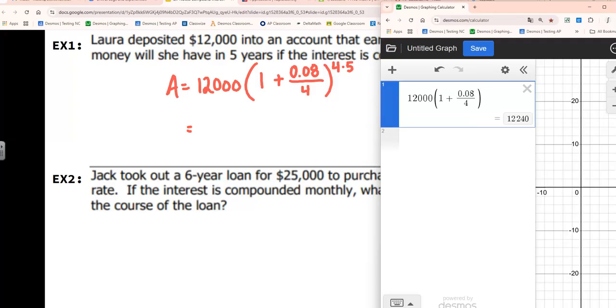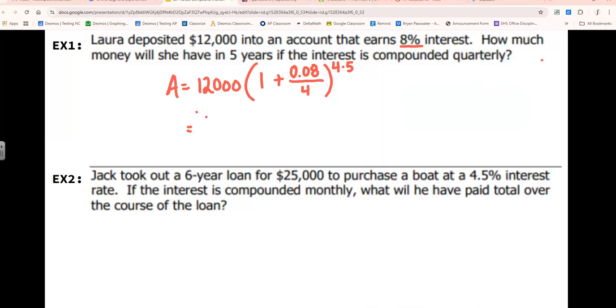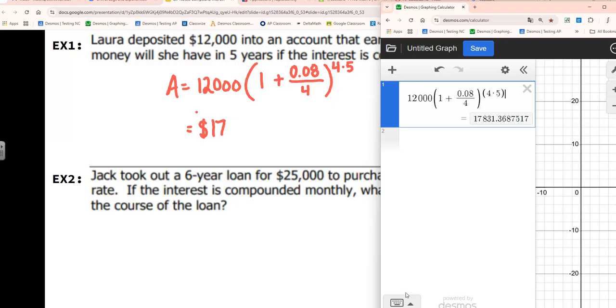Make sure you're doing 4 times 5 in the exponent. Let's see, there we go. I think I need parentheses. Yeah, you're right. It jumps down if we don't put parentheses right there. All right, so we would have $17,831.37.